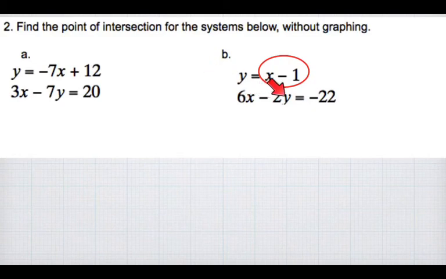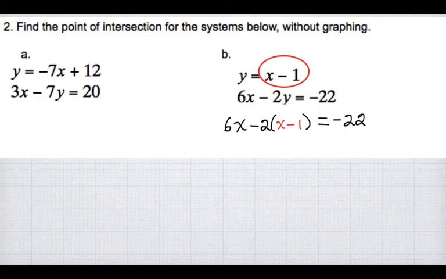So I see y right here. But instead of y, I'm going to write x minus 1, because that's the value of y. So that's going to look like this: 6x minus 2, then I'm going to open parentheses instead of the y, equals -22. And instead of y, I'm going to write x minus 1.